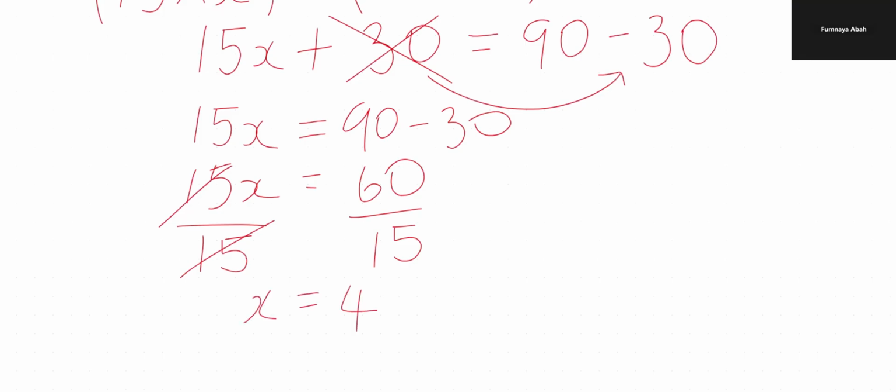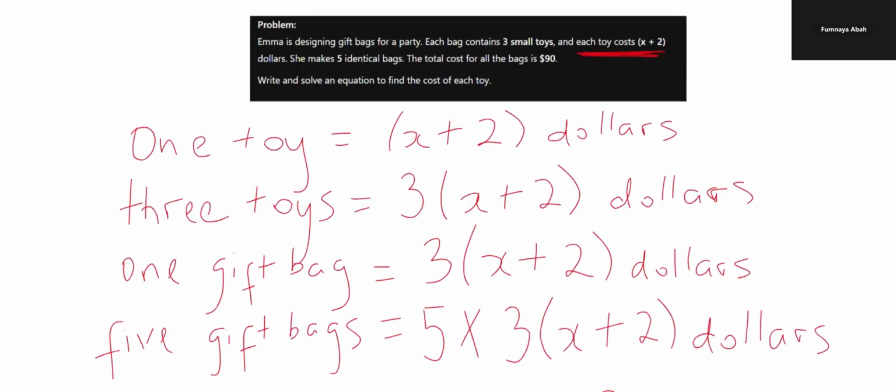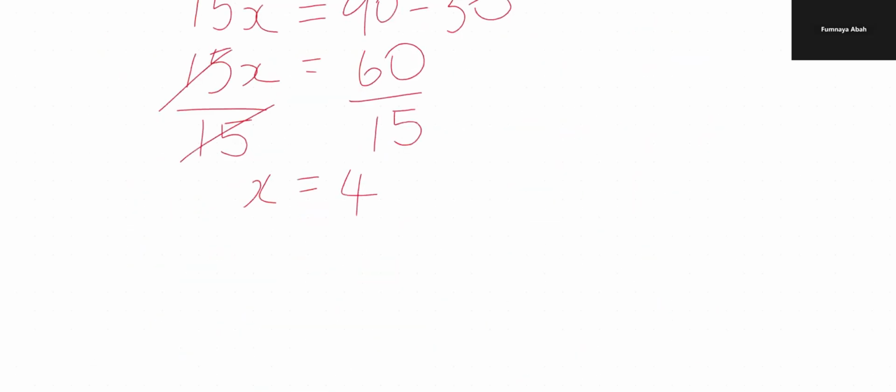So now we know the value of x, but remember that the question asked us to find the cost of each toy. So if we scroll back up, we can see here that each toy costs x plus $2. So even though we know the value of x, we don't know the cost of each toy, which is x plus 2. So that is a common mistake that some students may make. They may not solve the question properly. They may solve for x and think that's the final answer. But in this case, we have to find the value of x plus 2. So one toy, let's write it again, is equals to x plus $2.